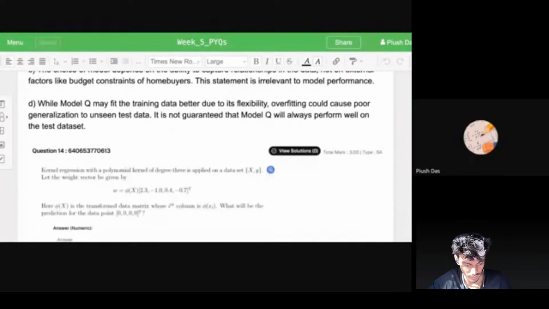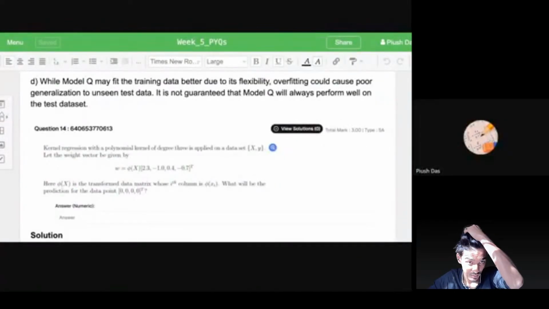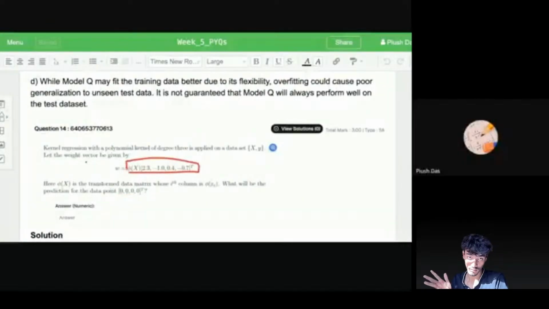Okay, so kernel regression, the next question from the same set of questions. Kernel regression with a polynomial kernel of degree 3 is applied on a data set. Let the weight vector W be equal to phi(x) multiplied with alpha, where alpha is 2.3, minus 1.0, 0.4, minus 0.7. Here phi(x) is the transformed matrix whose ith column is phi(xi). What will be the prediction for the data point 0, 0, 0, 0? For this you have to directly apply the formula taught in the lecture, the prediction for kernel regression. Just try it out.